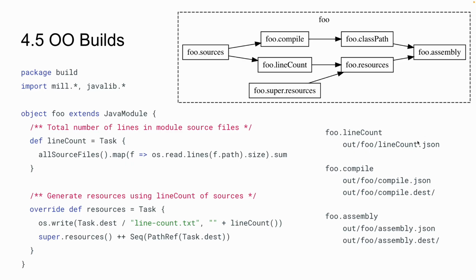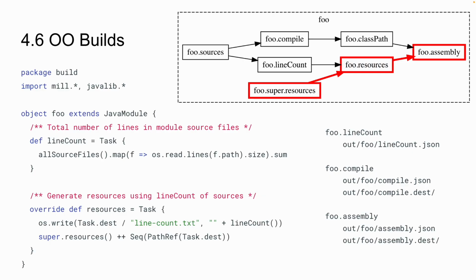We can also use that as a place to put the things on disk. So foo.linecount gets out/foo/linecount.json to put its metadata. Foo.compile gets out/foo/compile.json to put its metadata, and out/foo/compile.dest to put its file outputs. And these will never collide with each other because methods in the JVM are unique. So you have foo.compile, foo.assembly, they each have their own place to put their stuff. No worries about collisions, race conditions, stomping over each other, and so on.